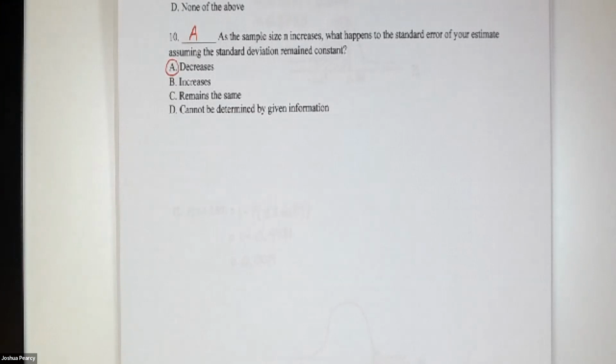Number 10, as the sample size n increases, what happens to the standard error of your estimate? It decreases. I mentioned that in class. Standard error is sigma over the square root of n, and if n increases while sigma stays the same, that value decreases in quantity.